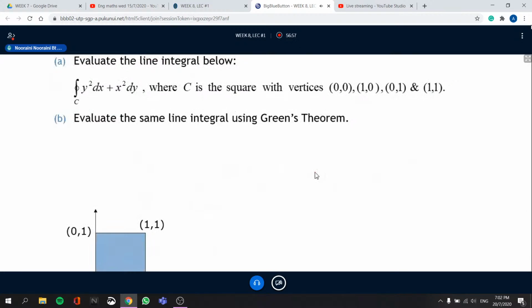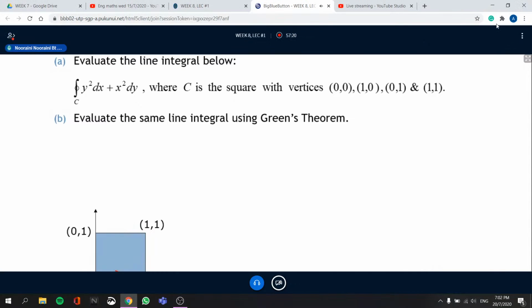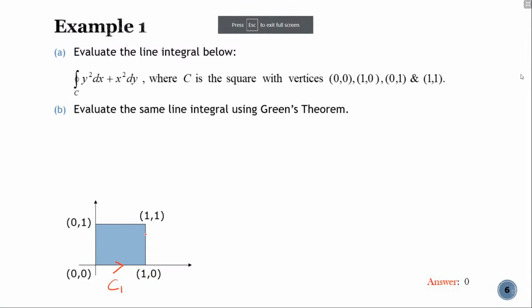Okay, example. Evaluate the line integral below, y squared dx plus x squared dy, where C is the square with vertices (0,0), (1,0), (0,1), and (1,1). That means from (0,0), you go to (1,0), so you have curve 1. From (1,0), you go to (1,1), so you have curve 2. From (1,1), you go to (0,1), curve 3. And from (0,1), you go back to (0,0). So it becomes a closed curve.